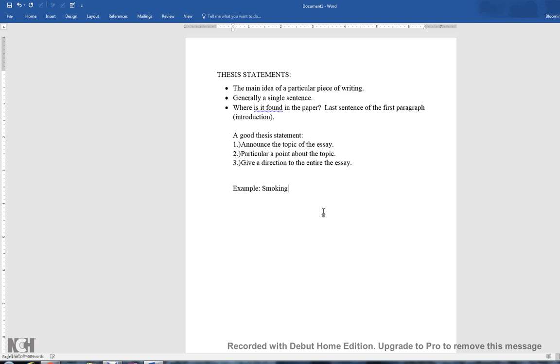Let's take a look at one that says, smoking cigarettes may be harmful to one's health. That's not a very effective thesis statement, and the reason it isn't, well, let's run it through the test. Does it announce the topic? It does. Smoking, and in particular smoking cigarettes. Does it make a particular point about the topic?